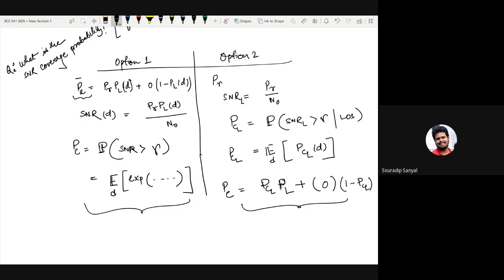Sir, I think option 1 should be more accurate. So one guy has there, one guy has there. Okay. And why do you think option 1 would be more accurate?